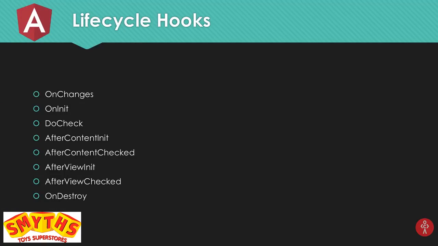So in a nutshell, we have after content init, after content checked, after view init, after view checked. These 4 events are associated with this content property. So for content projection, what we have are these 4 lifecycle hooks, and after content init would fire if there's a change.